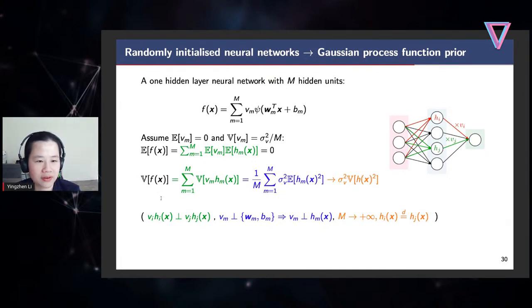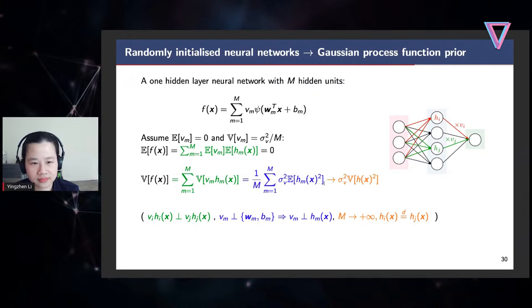To compute the variance, first you want to compute the variance of this whole term. If you use the fact that the contributions to the outputs are independent, then it goes back to the sum of variances. And then you notice that the second layer's weight is independent of the first layer, and independent of the hidden units, so it will basically give you the variance of V, which is sigma_V squared divided by M, and then the second moment of H.